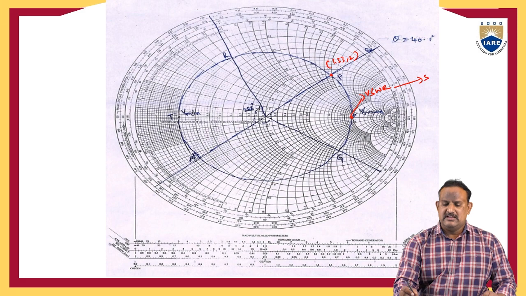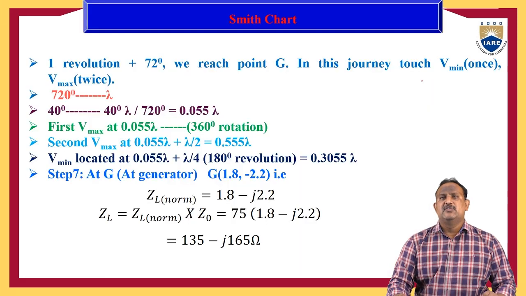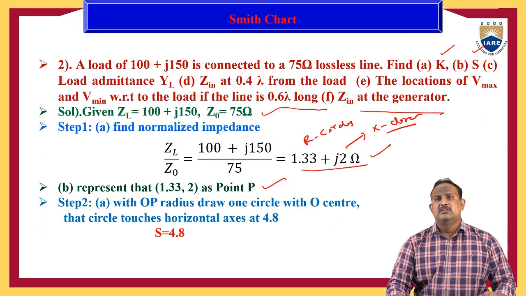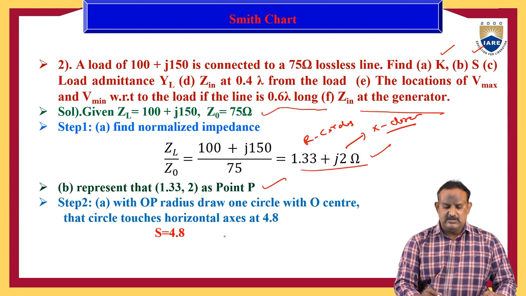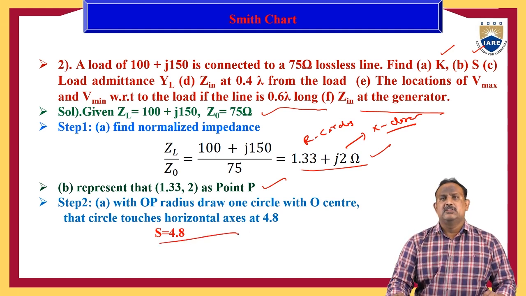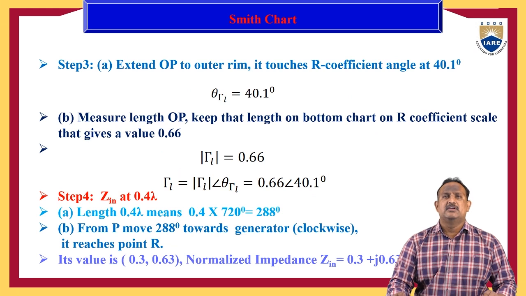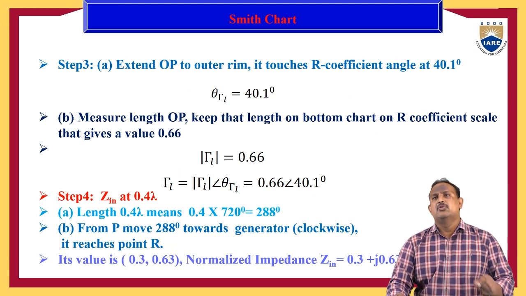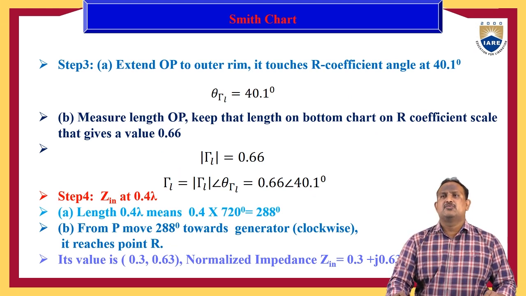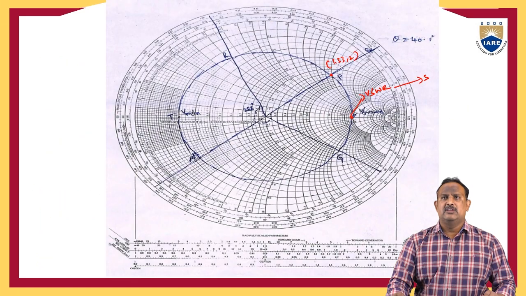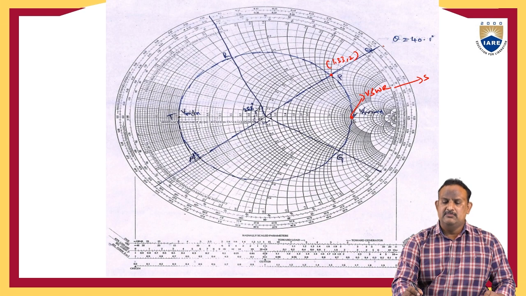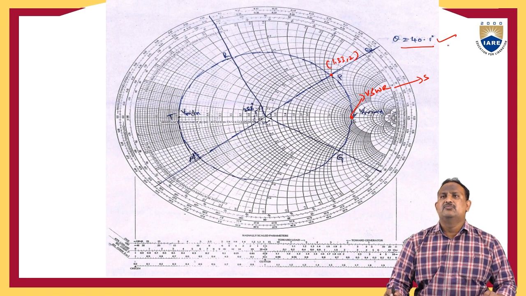We can assume it as S also, S equal to VSWR. Therefore, the S value, the VSWR value, is 4.8 from the graph. Now extend OP to the outer rim. It touches the outer rim at point Q, and at that point the angle is 40.1 degrees.